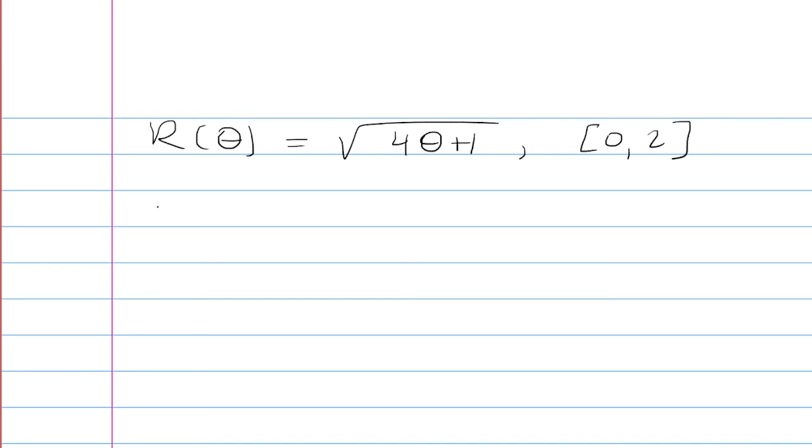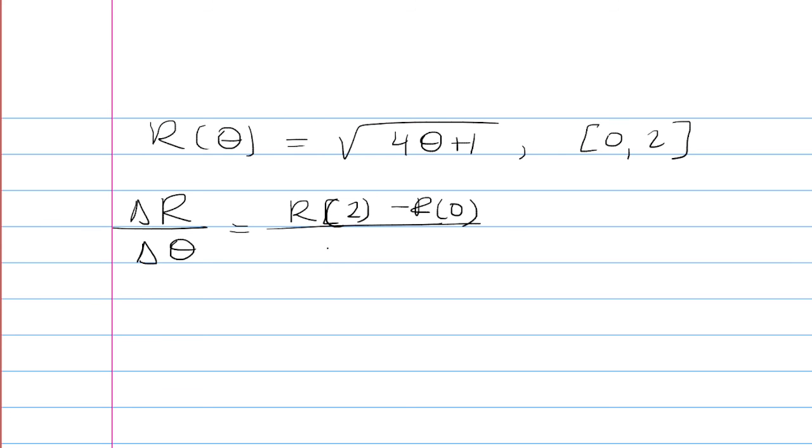Okay, last one. We have r of theta is equal to the square root of 4 theta plus 1, and we're looking at from 0 to 2. So we're looking at delta r over delta theta. Plug in 2 for theta and 0 for theta. Divide that by 2 minus 0. 2 minus 0 is just 2.